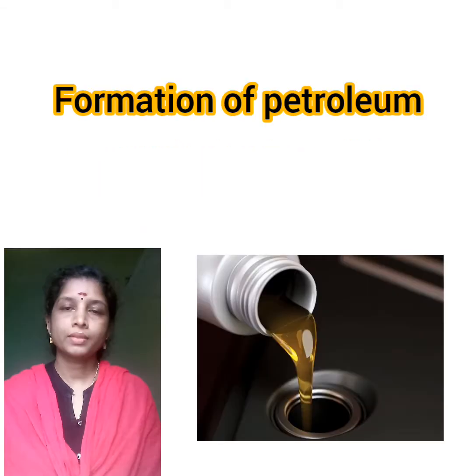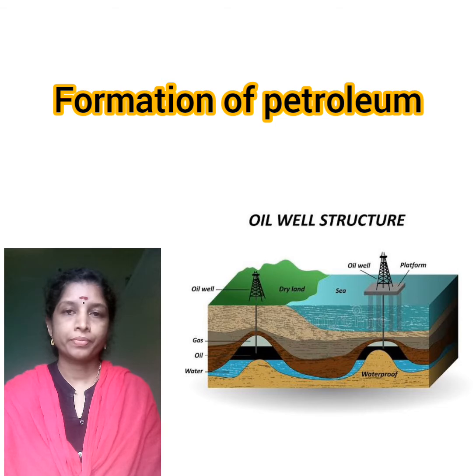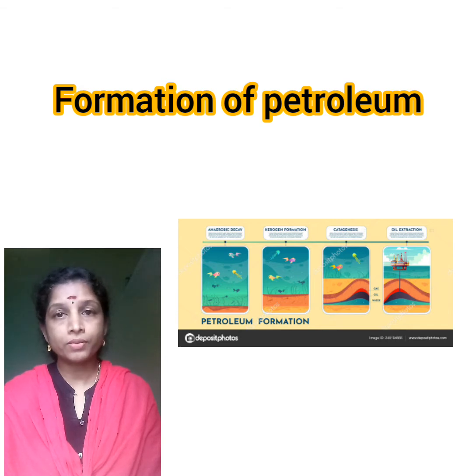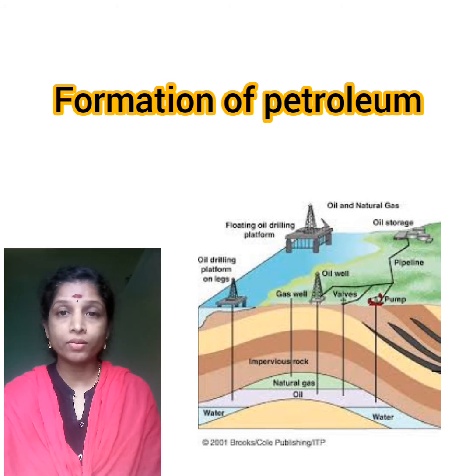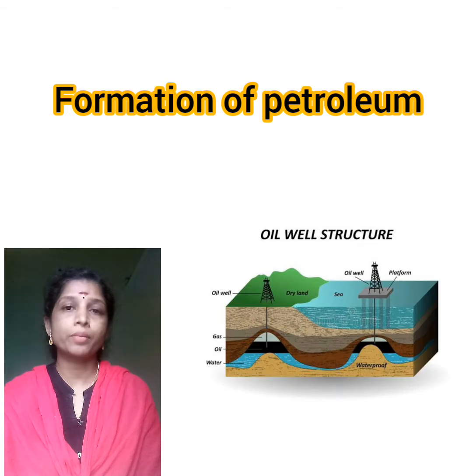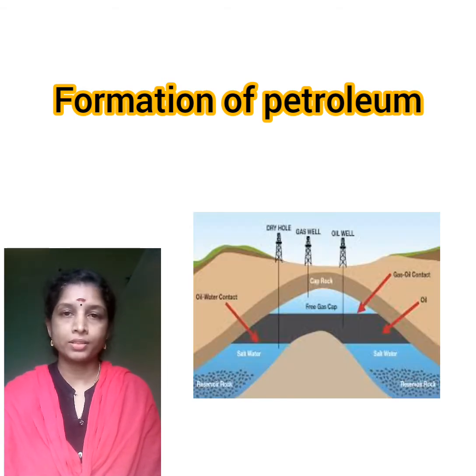Petroleum was formed from the organisms living in the sea. As they died, their bodies settled down at the bottom of the sea and got buried under sand and clay. Over millions of years, these dead organisms, in the absence of air, due to high temperature and pressure, transformed into petroleum and natural gas.